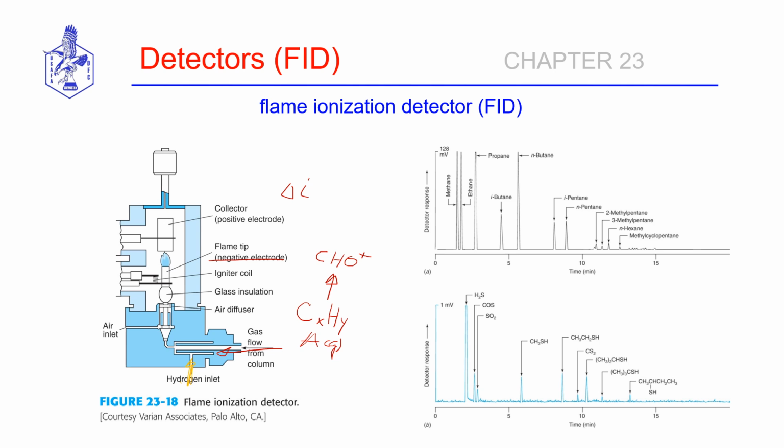and that signal is going to be shown in the chromatogram here. So this is an example of a separation of a variety of organic species using a flame ionization detector. So it's very useful. The one down below is a specific detector for sulfur-containing compounds, and that can be useful in its own accord.